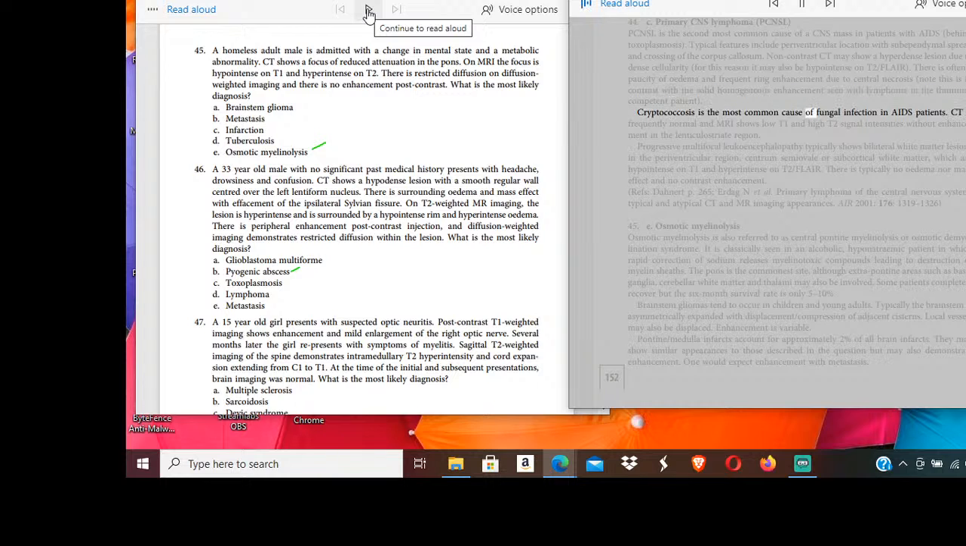Cryptococcosis is the most common cause of fungal infection in AIDS patients. CT is frequently normal and MRI shows low T1 and high T2 signal intensities without enhancement in the lenticulostriate region. Progressive multifocal leukoencephalopathy typically shows bilateral white matter lesions in the periventricular region, centrum semiovale or subcortical white matter, which are hypointense on T1 and hyperintense on T2/FLAIR. There is typically no edema nor mass effect and no contrast enhancement. Refs, Dähnert P. 265.